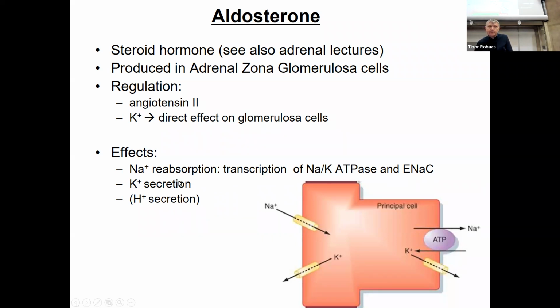And the effect of aldosterone is basically to speed up the principal cell. It's a steroid hormone, so it mainly acts transcriptionally. It will increase sodium potassium ATPase and ENaC generation, and the end result will be sodium is reabsorbed more, potassium is secreted more. And as I mentioned earlier, because of the intercalated cells in the same nephron segment, it will also stimulate the secretion of protons.